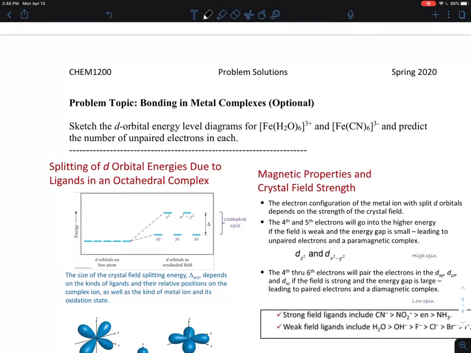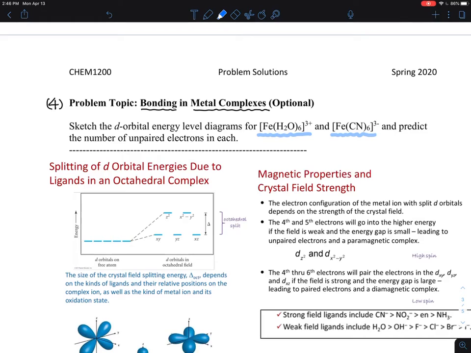Okay, this is the fourth problem, which is optional, but I want to provide the solution to you. It is about the bonding in metal complexes. Here they give two contrasting examples of a metal ion, Fe, coordinated by water (hexaaqua) or by cyano (hexacyano).